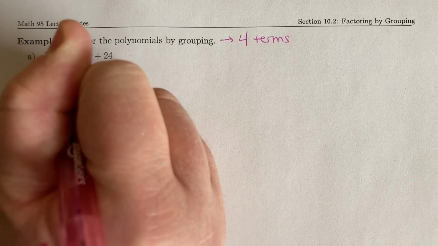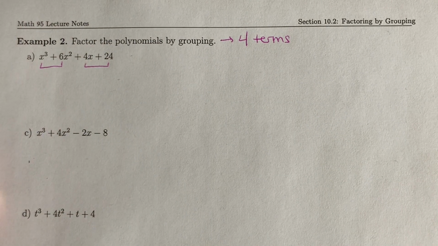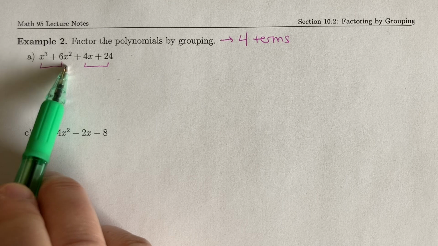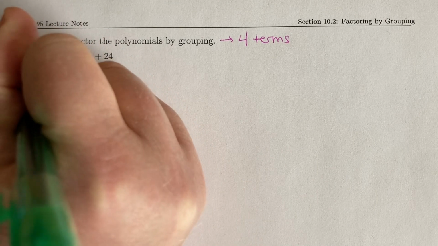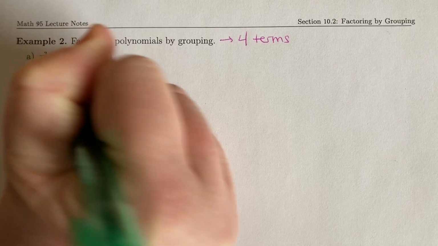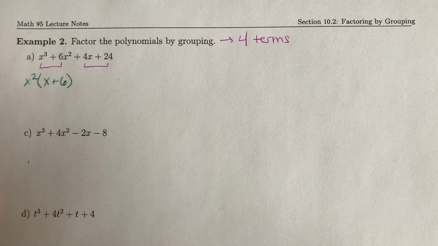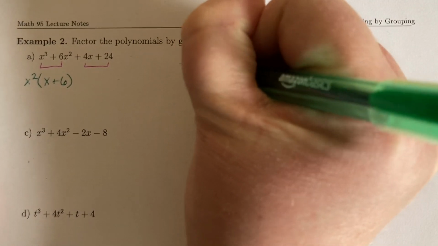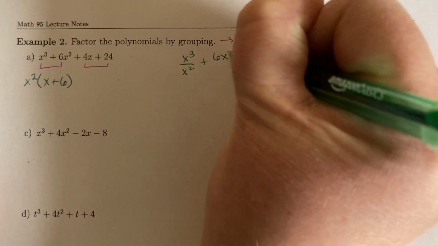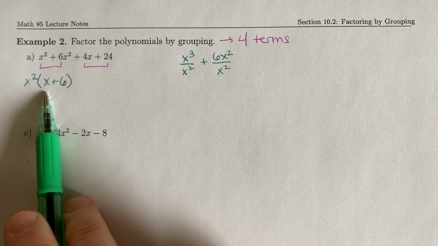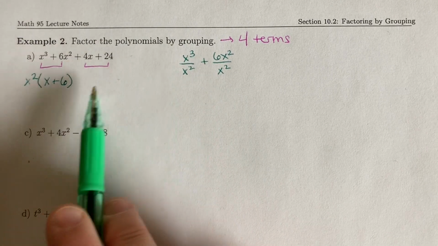So instead we're going to just split them up 2 by 2 and look for a greatest common factor in each pair. In the first pair, they both have 2 X's, so we can factor out an X squared, and then what's left behind is X plus 6. Now remember, factoring just means dividing. So if it helps, when I'm factoring out X squared, that really means I'm dividing both by X squared. X cubed divided by X squared is how I got this X. 6X squared divided by X squared is how I got the 6.